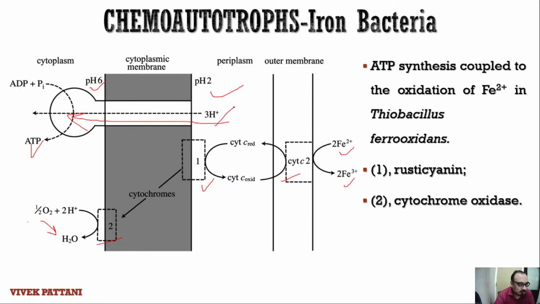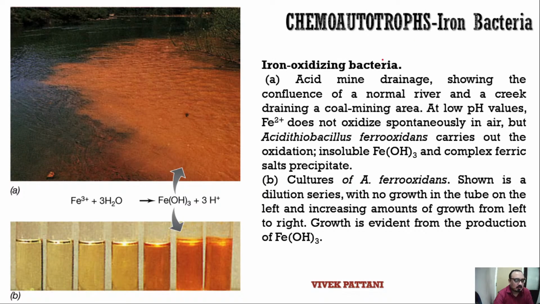At the same time, the hydrogen gradient which is formed in this case will help to produce the ATP molecules. You can see a clear difference in the pH, where the pH in the periplasm is 2 and that of the cytoplasm is around 6. So these are one of the important and final reactions, where Fe3+ can be further used by the bacteria. This is an example of Acidithiobacillus ferrooxidans.